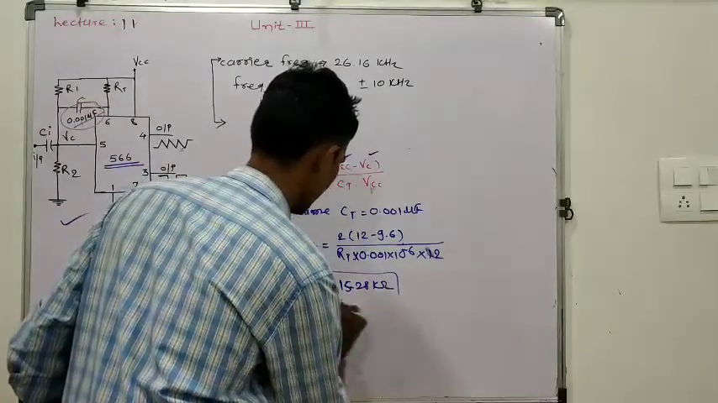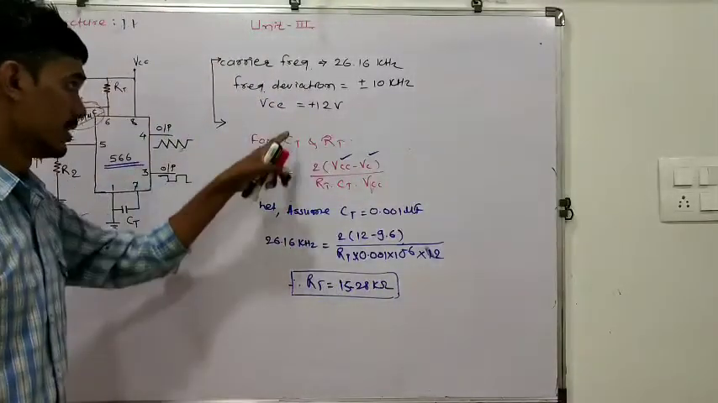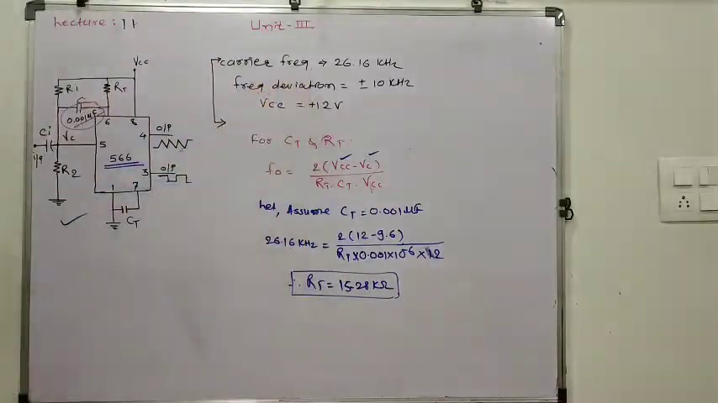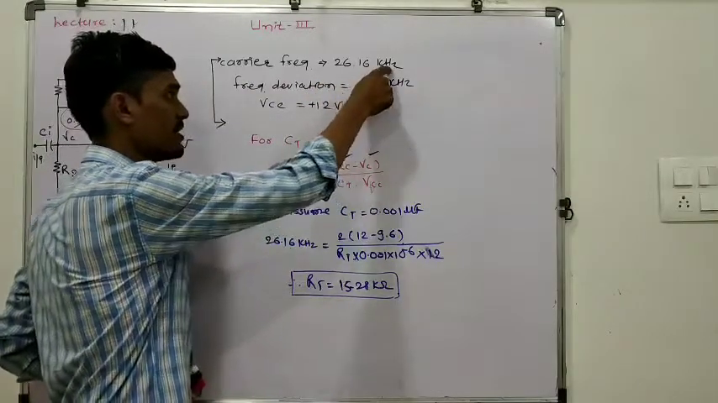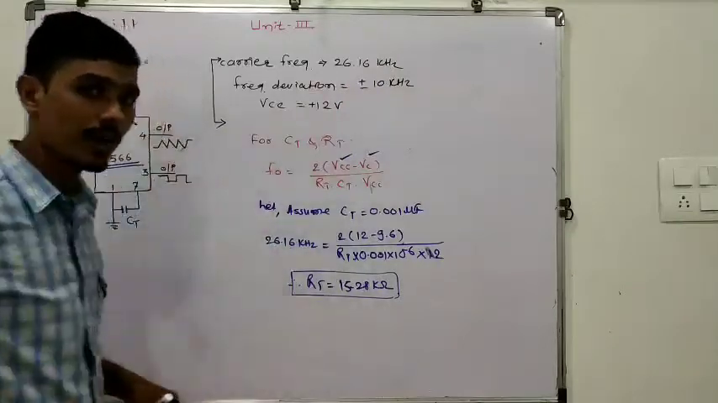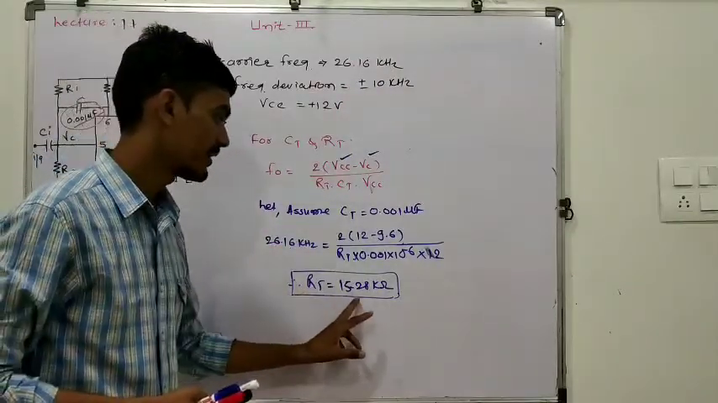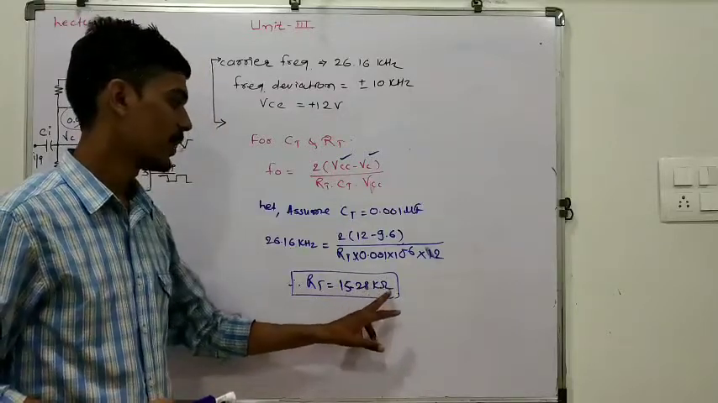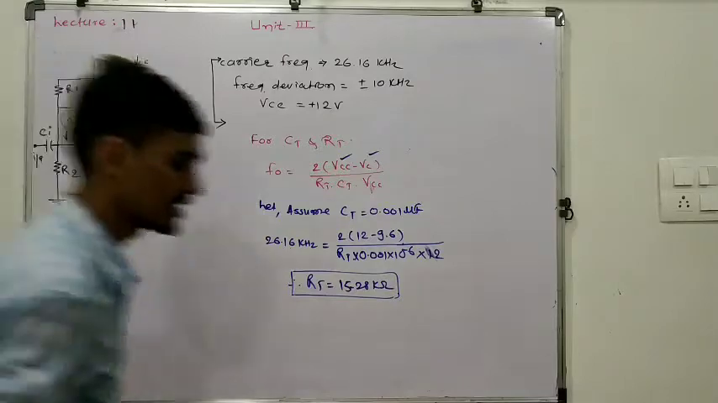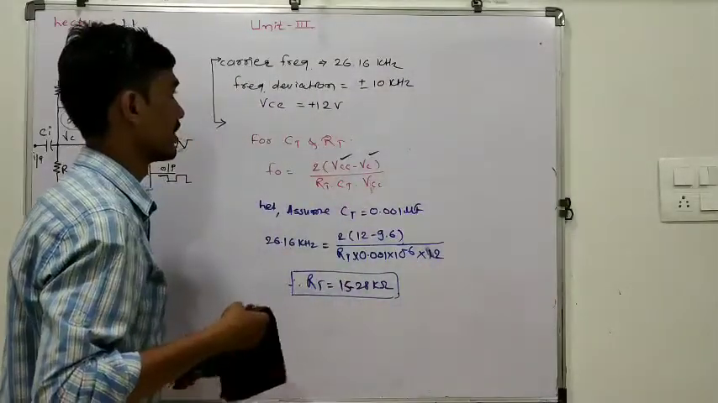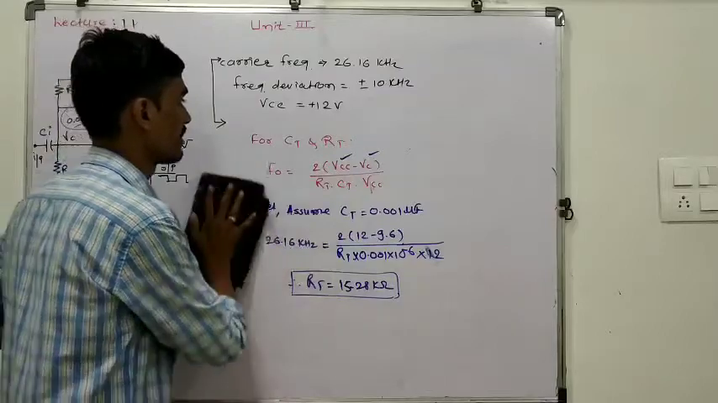So this is the value of RT, and this RT value is for the carrier frequency. That is, whenever we are going to generate a carrier frequency of 26.16 kilohertz as a triangular wave or square wave, we have to set this RT equal to 15.28 kilo ohm. So this is the design for the carrier frequency with this supply VCC equal to 12 volt. Now let us start with the remaining part of the problem, that is the frequency deviation of 10 kilohertz.